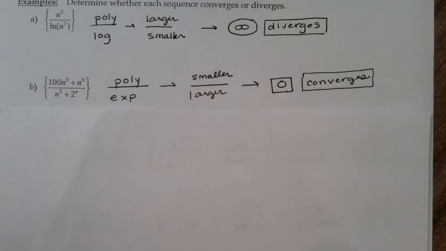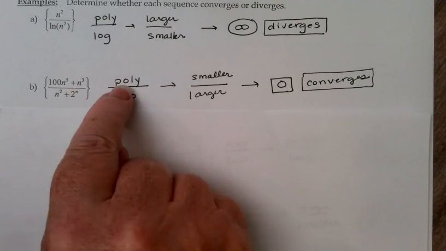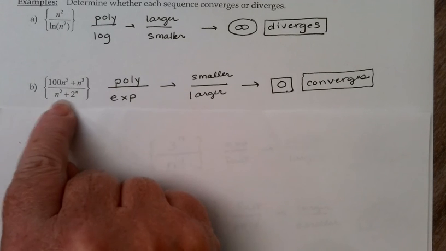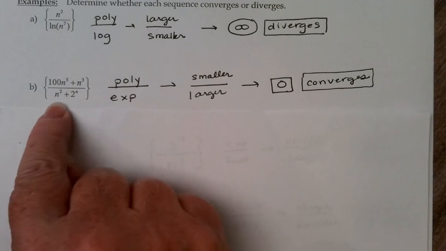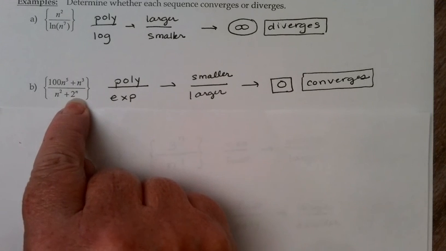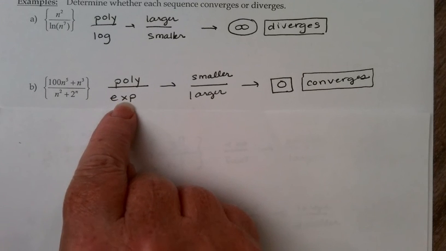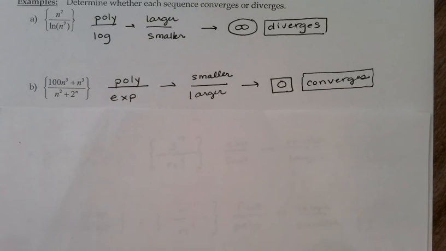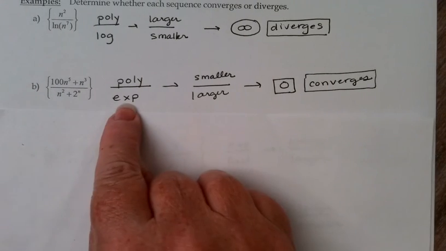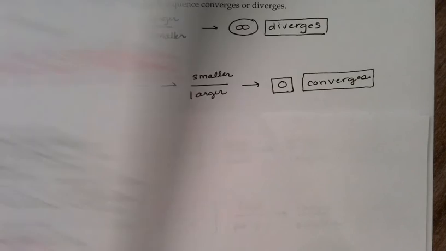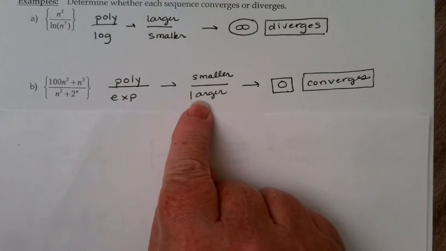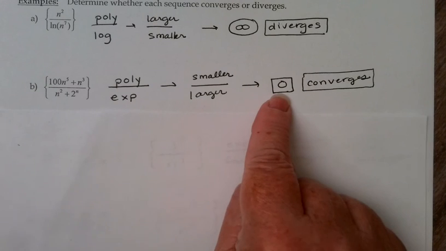Next one. Top is a polynomial. The bottom actually has both a polynomial and an exponential, and when that happens, always focus on the one with the larger growth rate. Between the polynomial and the exponential, the exponential has the faster growth rate. So I'm going to call that exponential. And again, the exponential has the faster growth rate compared to the polynomial. Larger growth rate on the bottom converges to 0.